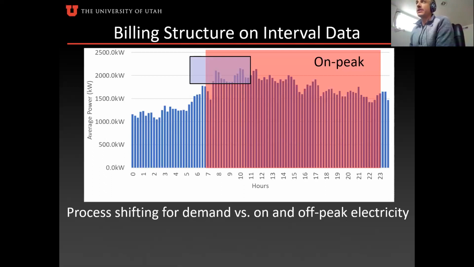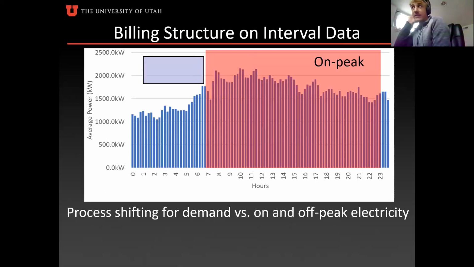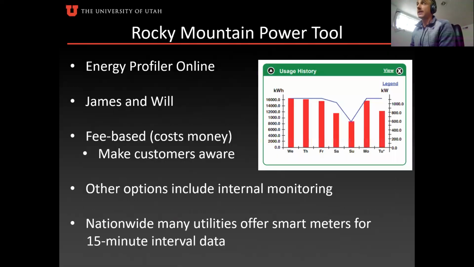So this is just taking it one step further. If you move a process completely from on-peak to off-peak, then it's a candidate for reducing demand. And with this interval data, it's a lot easier to see that. But like Mateo said and Julie clarified, we don't always have this data, which is what I'll get into next.